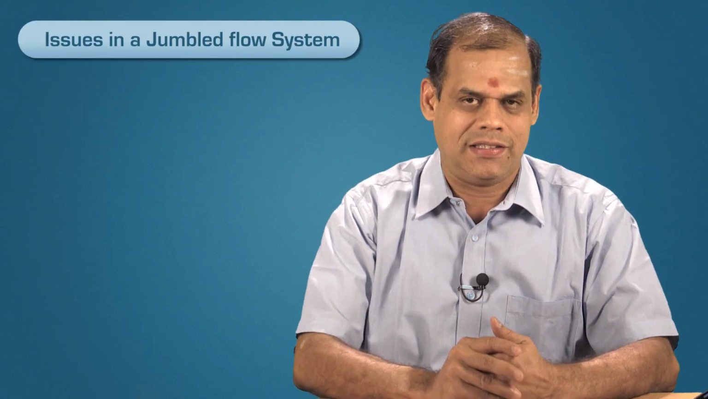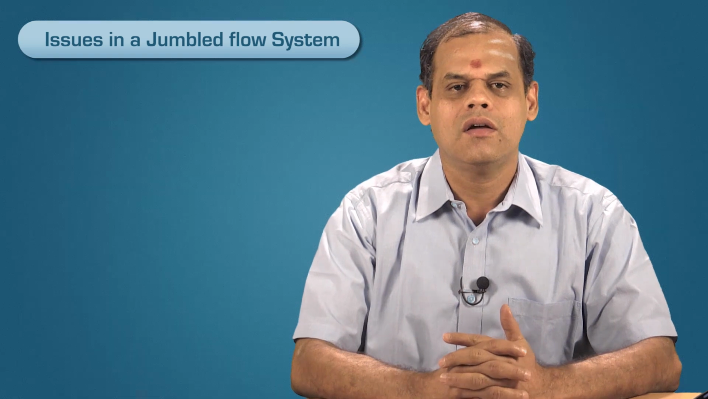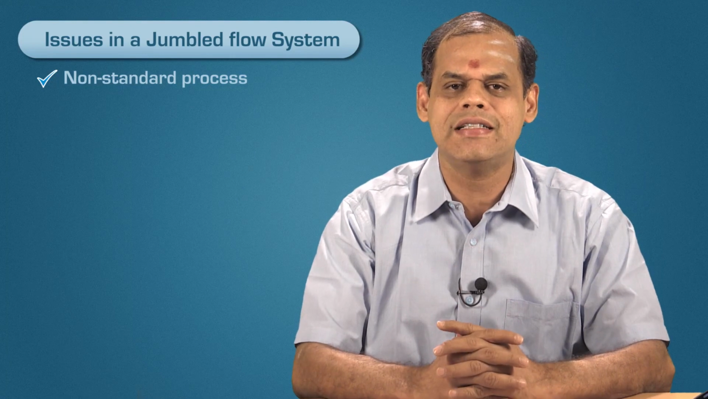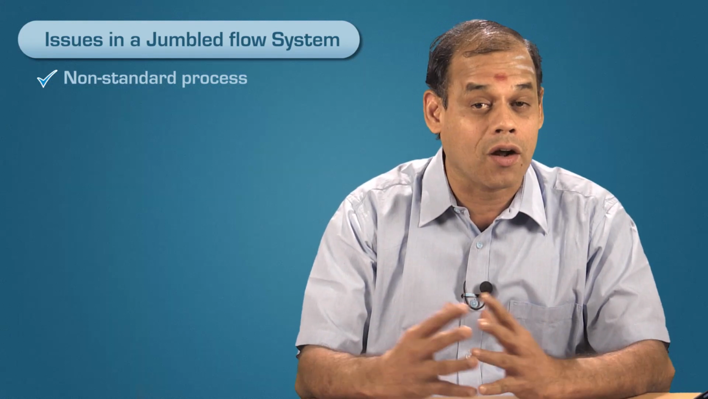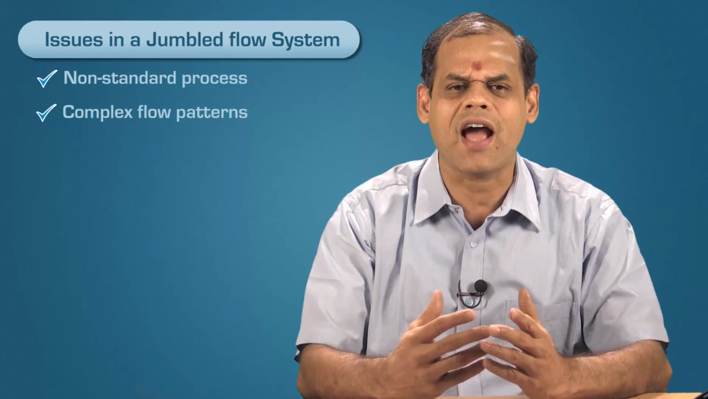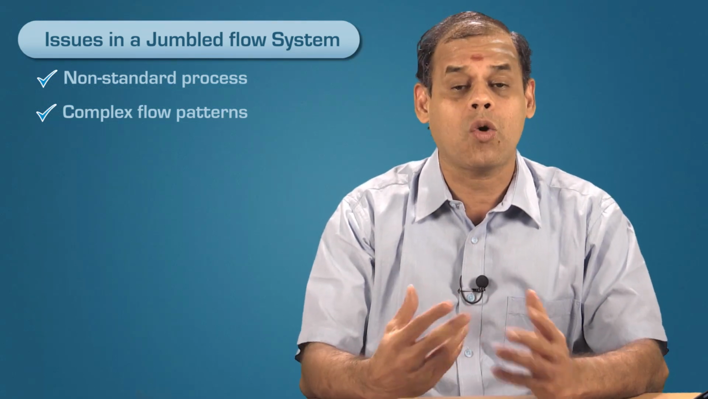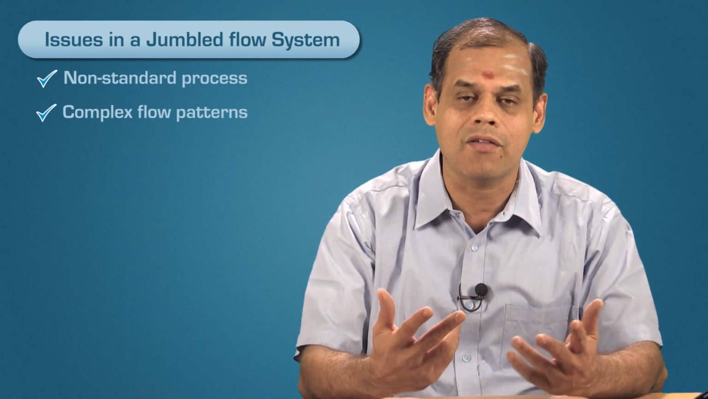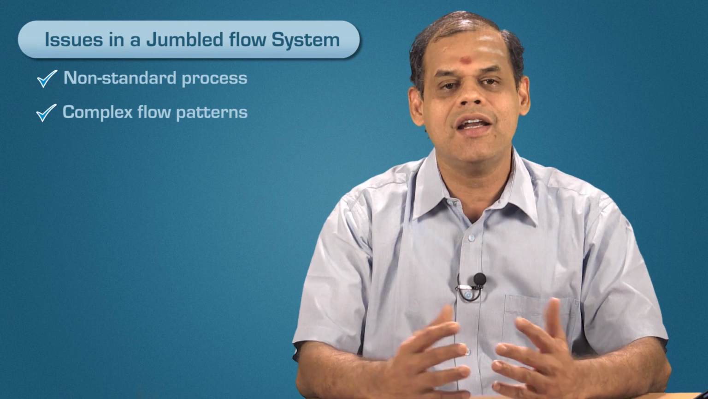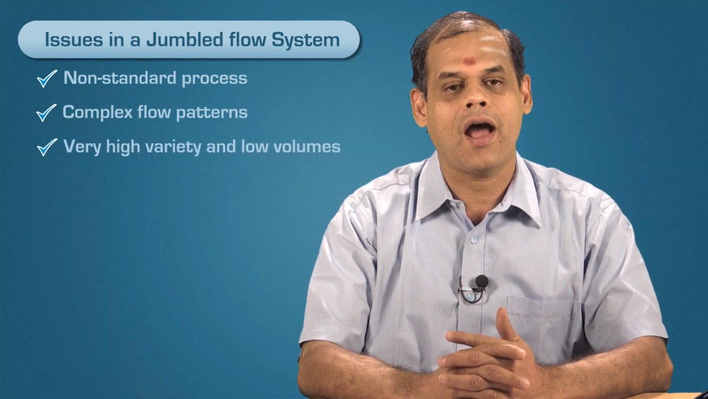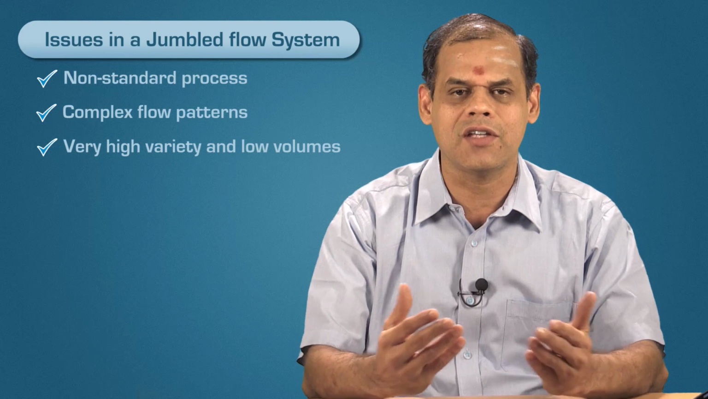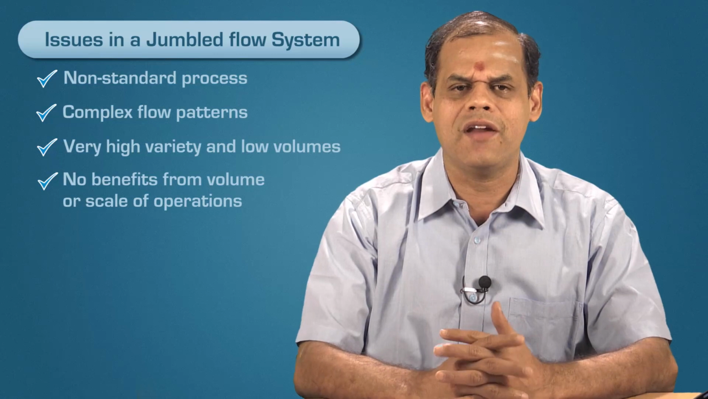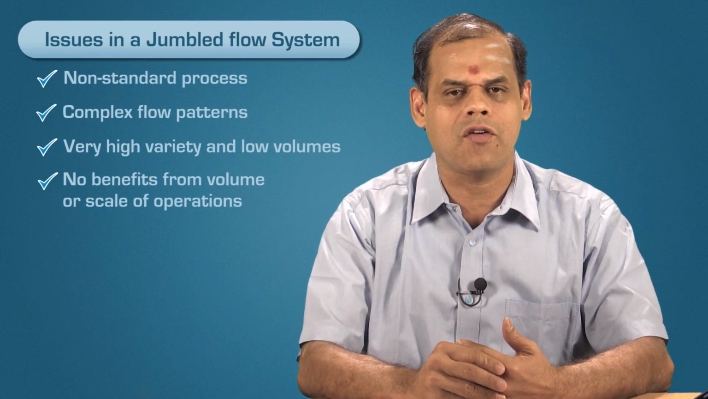So what are the issues here? First of all, what we will recognize is things are quite non-standard. The flow is quite complex. Why? Because these are highly customized items, and quite often the customer orders for one. We just build one airport at the end of the day for a particular design. So that leads to very high variety and very low volumes. As I told, sometimes even the volume is just 1. And it leaves no benefit arising out of volume or scale of operations.